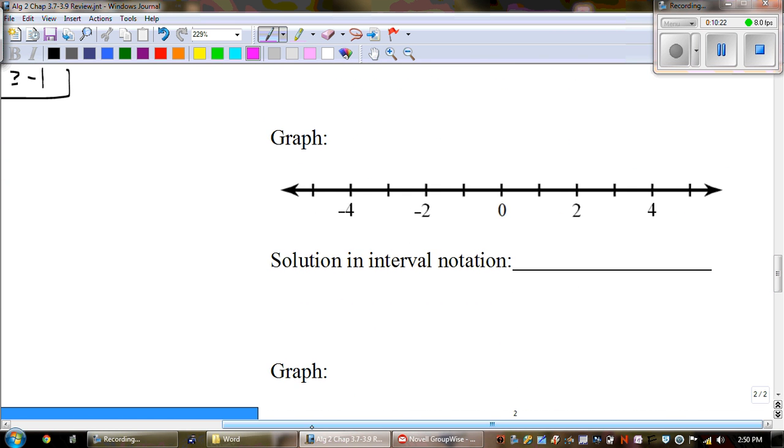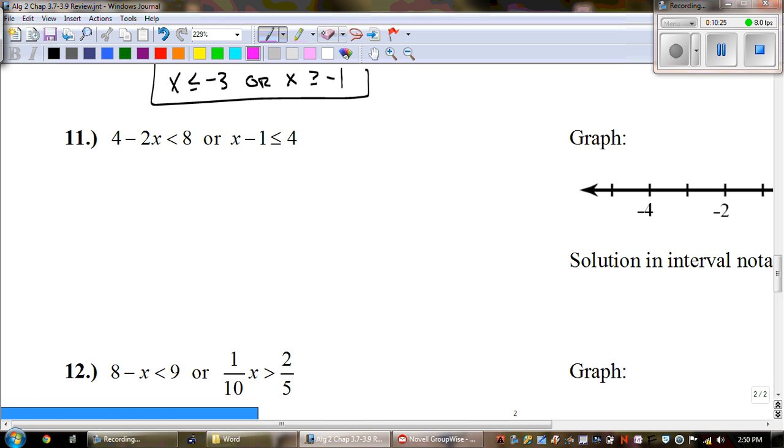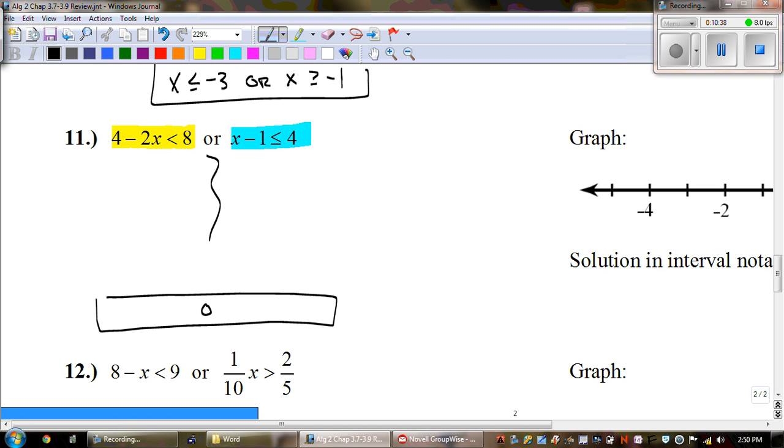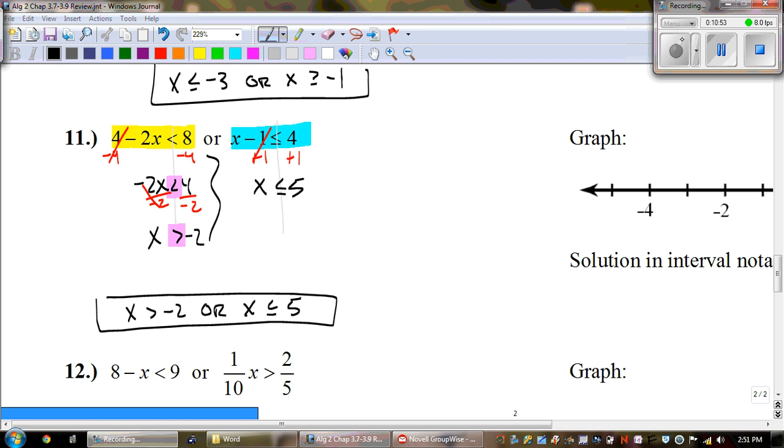All right, number 11. Why don't you see if you guys can do the solving all on your own, okay? We have, once again, two problems. And then we're going to put everything together down here. Okay, so pause the video and good luck. Okay, so you should have gotten x is greater than negative 2 or x is less than or equal to 5.